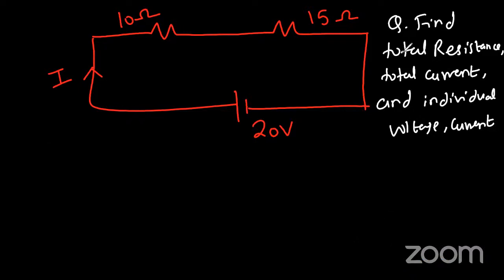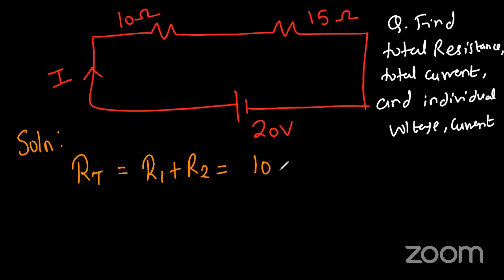So let's start with the solution. So how to find total resistance? The total resistance is R1 plus R2 because they are in series. So 10 plus 15, it's how much? 25. That is the total resistance.